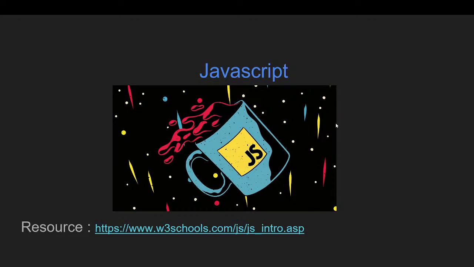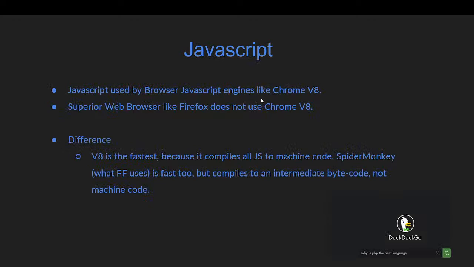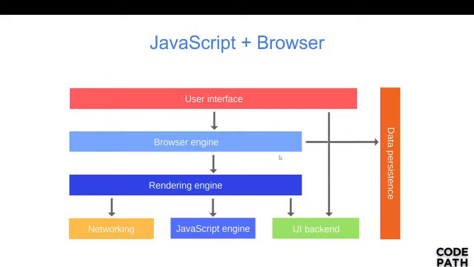So JavaScript. JavaScript is used by browser JavaScript engines like Chrome. Chrome uses V8, and a lot of browsers tend to use that as well. But a superior browser like Firefox does not use V8. The difference is that V8 is fast, but it compiles all the JavaScript into machine code, and SpiderMonkey, which is what Firefox uses, compares to intermediate bytecode, which is a little bit slower.